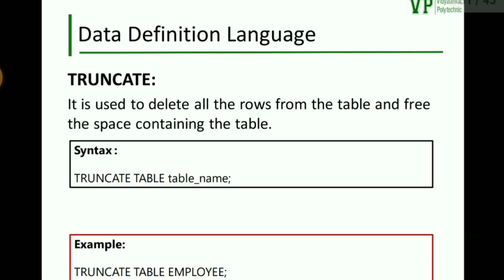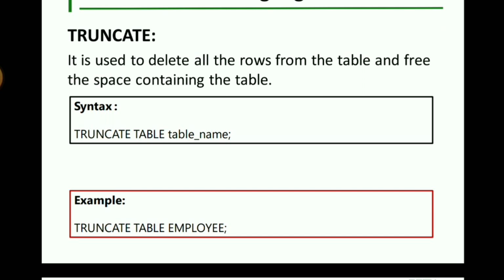Okay, now we have the truncate table command. It is used to delete all the rows from the table and free the space containing the table. Truncate table name, and truncate table employee. Truncate table will delete all the rows from the table and free the space containing the table.